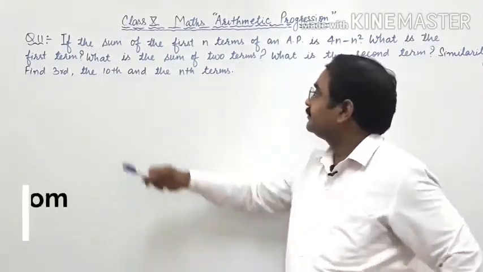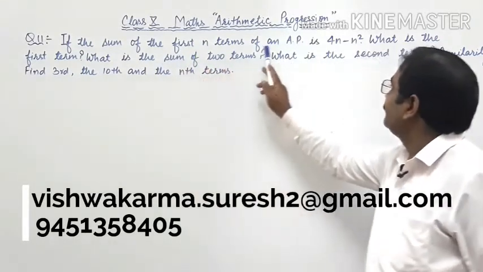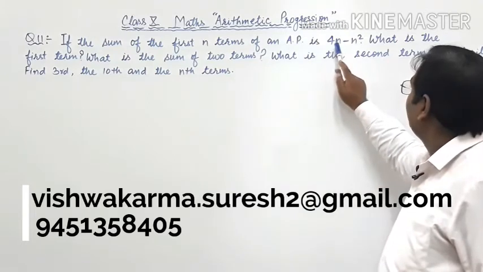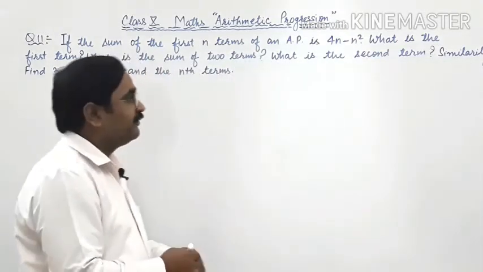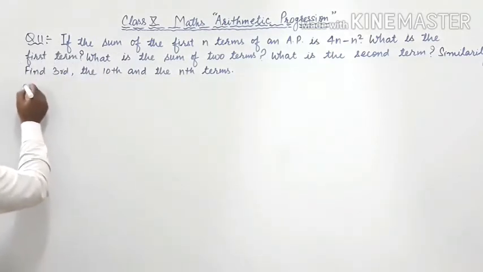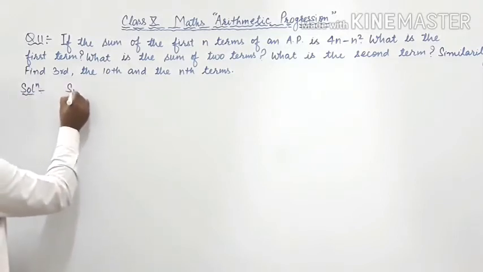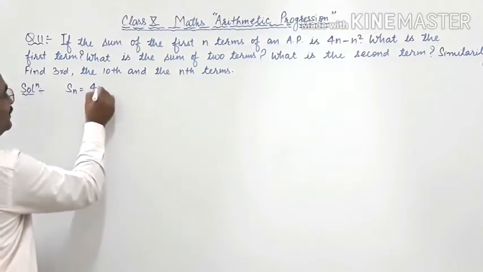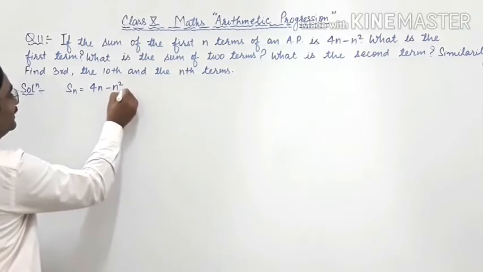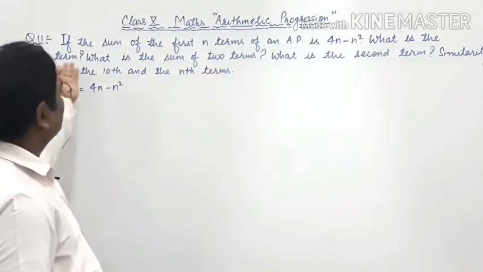Here is question number 11. In this it is given, if the sum of first n terms of an AP is 4n minus n square, sum of n terms of an AP, it means Sn is equal to 4n minus n square. This thing is given. Then the question is asking, what is the first term?